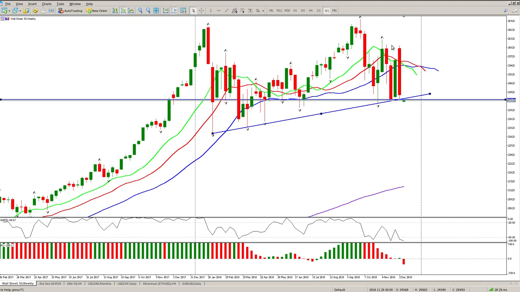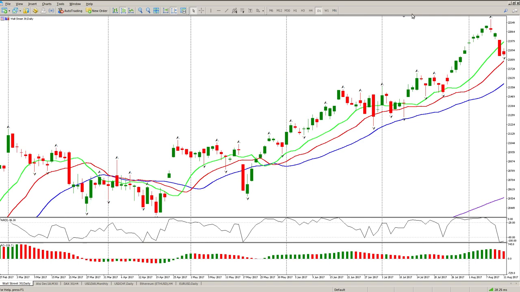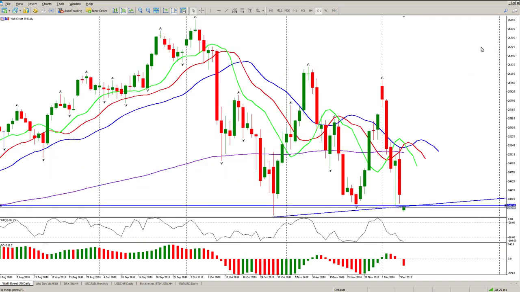Now, I don't know what to read into these three bars here. So to me, this is a piercing pattern, this weekly bar here. This is a very strong bearish signal. But again, this was a pretty strong bullish signal. So I think I'll just reserve judgment on that for now. Let's get to the daily.